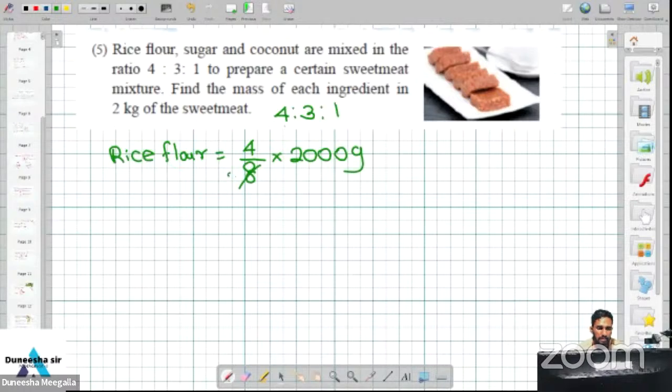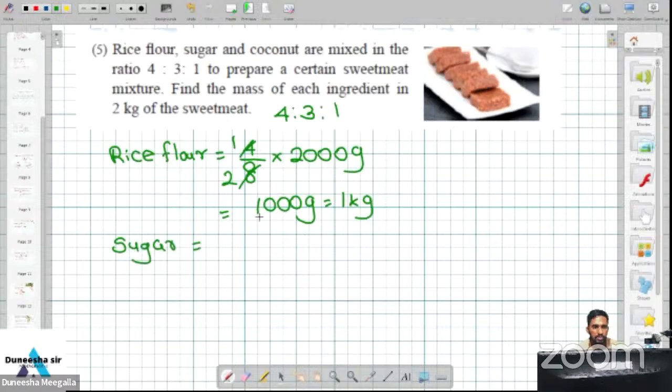Then 4 over 8, we can divide by 4. It's 1 over 2. Then 2000 divided by 2. What is that? The answer is 1000. 1000 grams means it's 1 kilogram. Okay. Then we go into sugar.